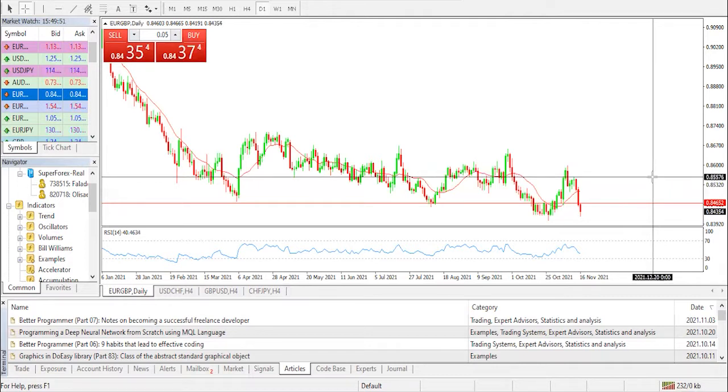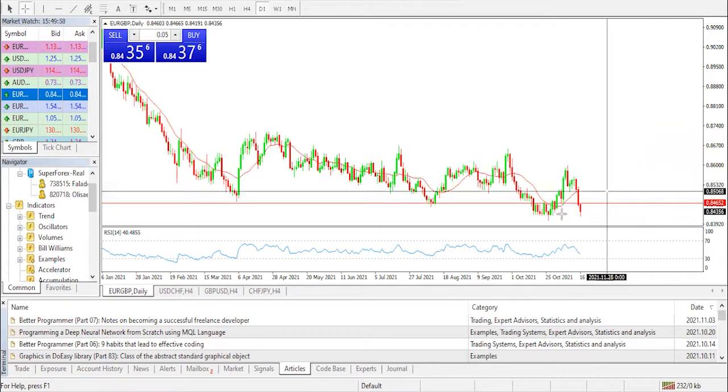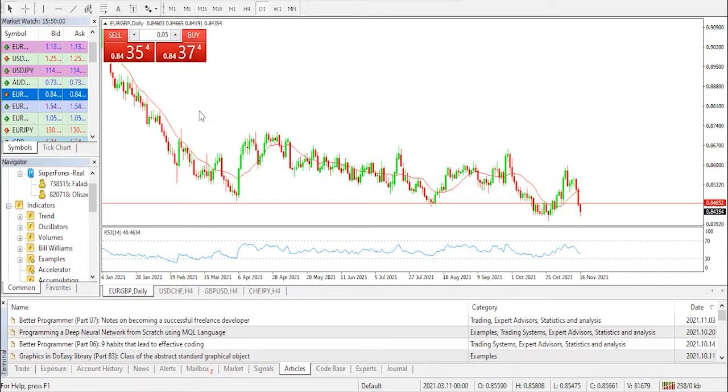The first resistance, of course, is at the 0.8515 zone. So now, without wasting much of our time, we shall be looking at pure chart analysis, knowing what the trend is actually heading to.